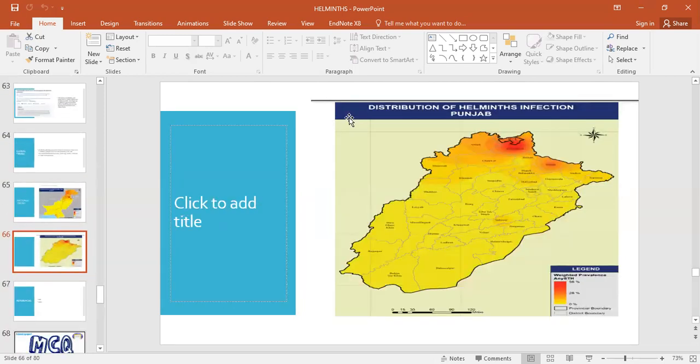Here's a map showing the distribution of helminthic infection prevalence in Punjab, which shows a high prevalence in Pindi, low to medium prevalence in Attock and Chitral, and zero prevalence in the other cities of Punjab.